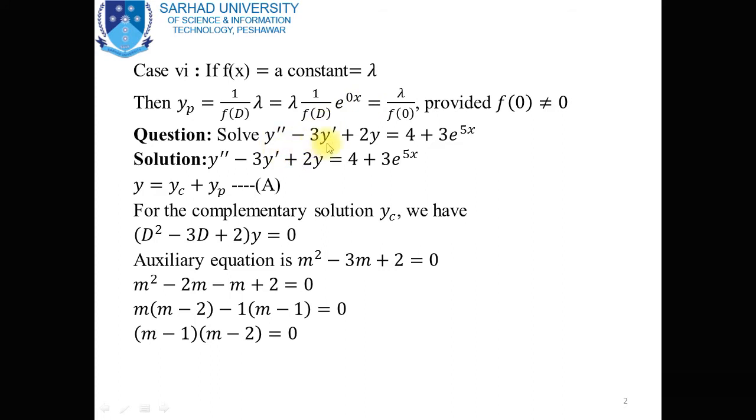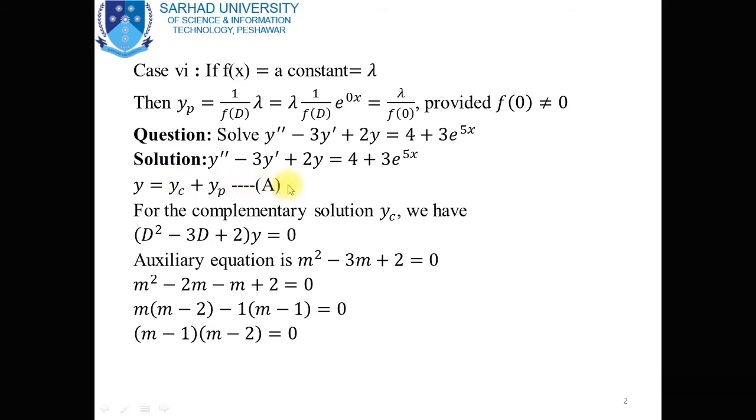For example, we have a second order non-homogeneous linear differential equation: y double dash minus 3y dash plus 2y is equal to 4 plus 3 e power 5x. So dear students, you see over here, this is the constant function and this is the exponential function. Now we are going to solve this second order linear differential equation. The solution obtains two parts: one is the complementary solution and the other is the particular solution. First of all, find the complementary solution.